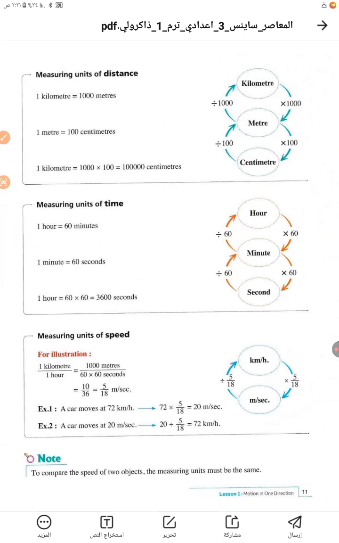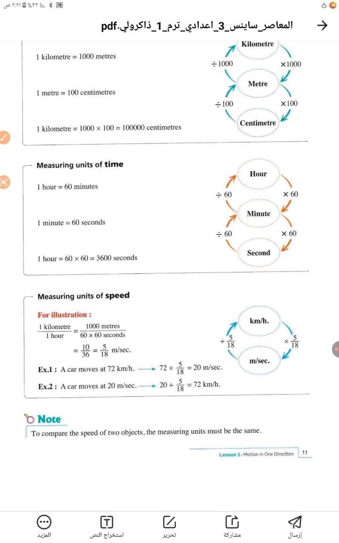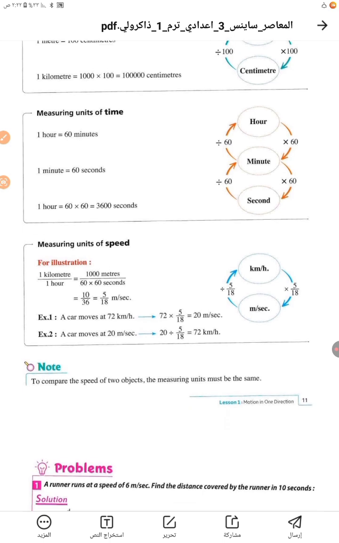دي تحويلات مهمة. From kilometer to meter we multiply by 1000 وهكذا باقي التحويلات. From 1 meter to centimeters multiply 100, from kilometer to centimeters multiply by 100,000 centimeters.